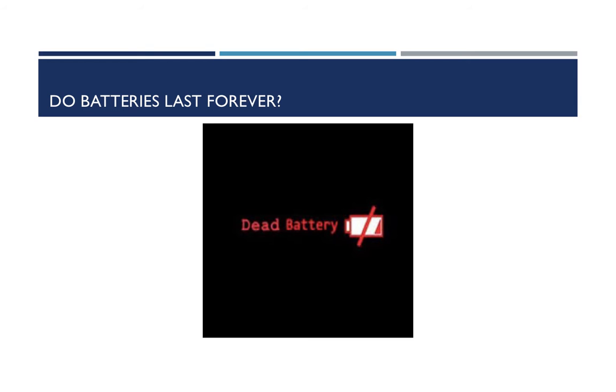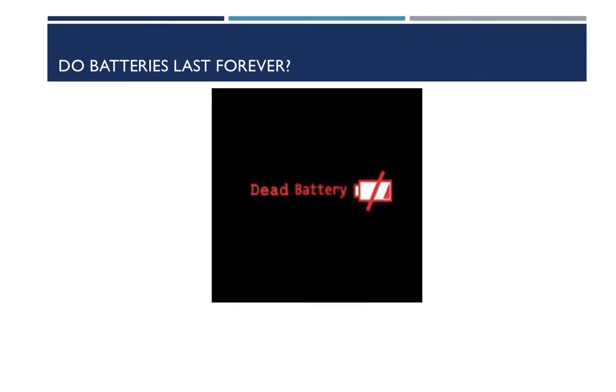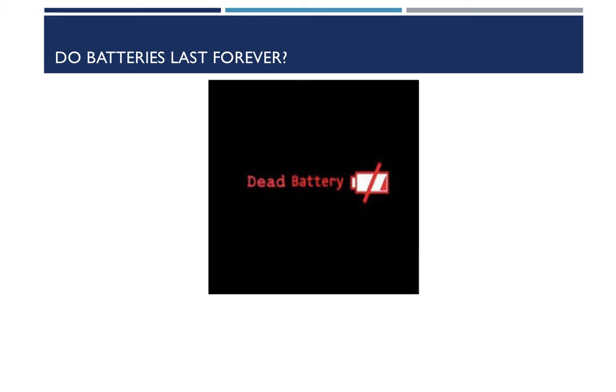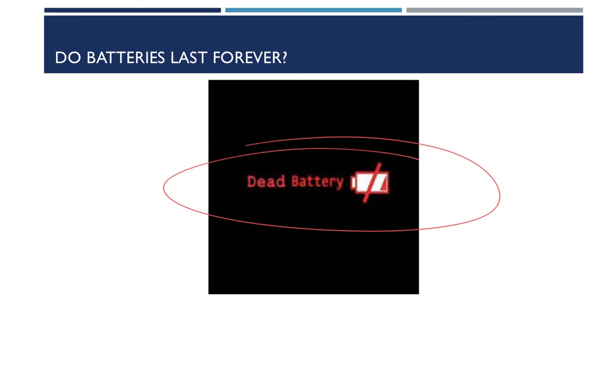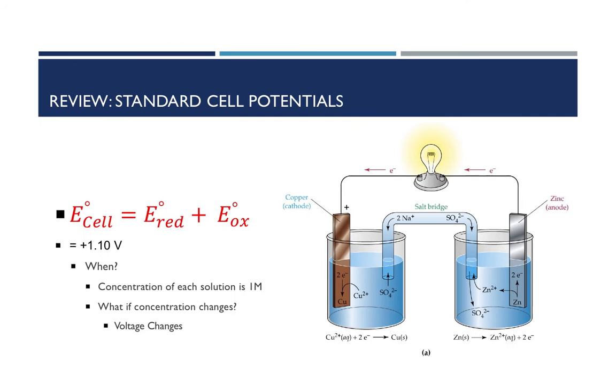So when we talk about cell potential and the concentration of the chemicals within a voltaic cell, it helps us understand the answer to this question: do batteries last forever? Well, any of us that have ever used a battery know that no, batteries don't last forever. They eventually go dead. So why is that? Why do you have a battery that was able to power something for a while and then all of a sudden at the end of it, it's dead and it either needs to be recharged or it becomes unusable?